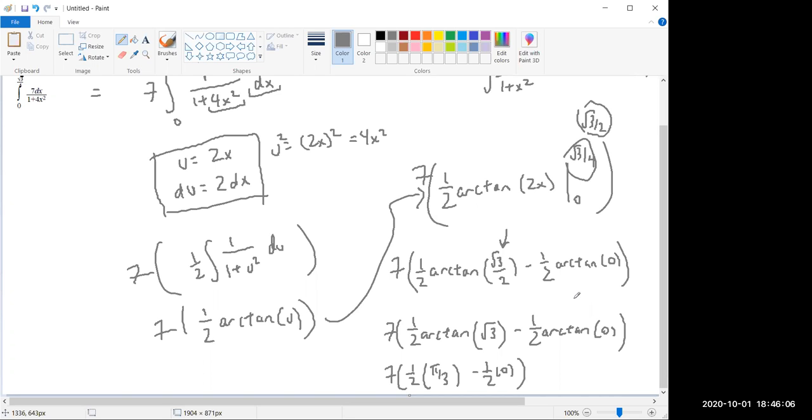How did radical 3 over 2 turn into radical 3? Yeah, let me just, oh no, it's because if the upper limit is radical 3 over 2, if you plug that into x right here, then it's 2 times radical 3 over 2, and then the 2's cancel out, and you're just going to be left with radical 3. Okay, so this is the fix for the typo.